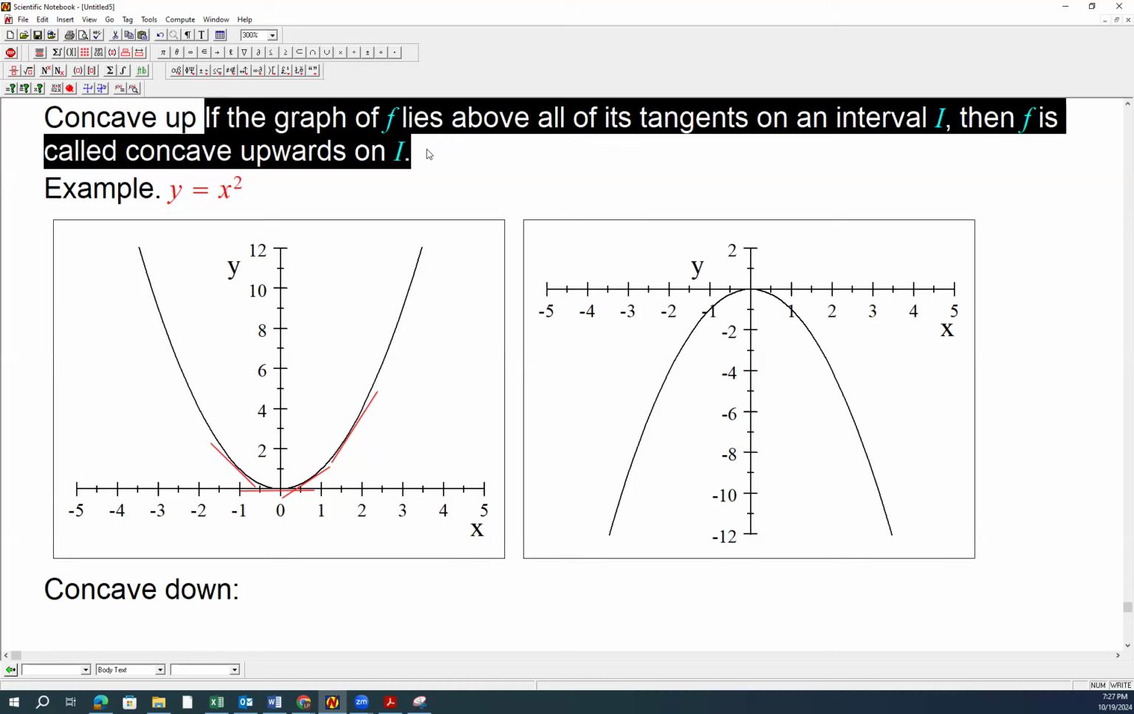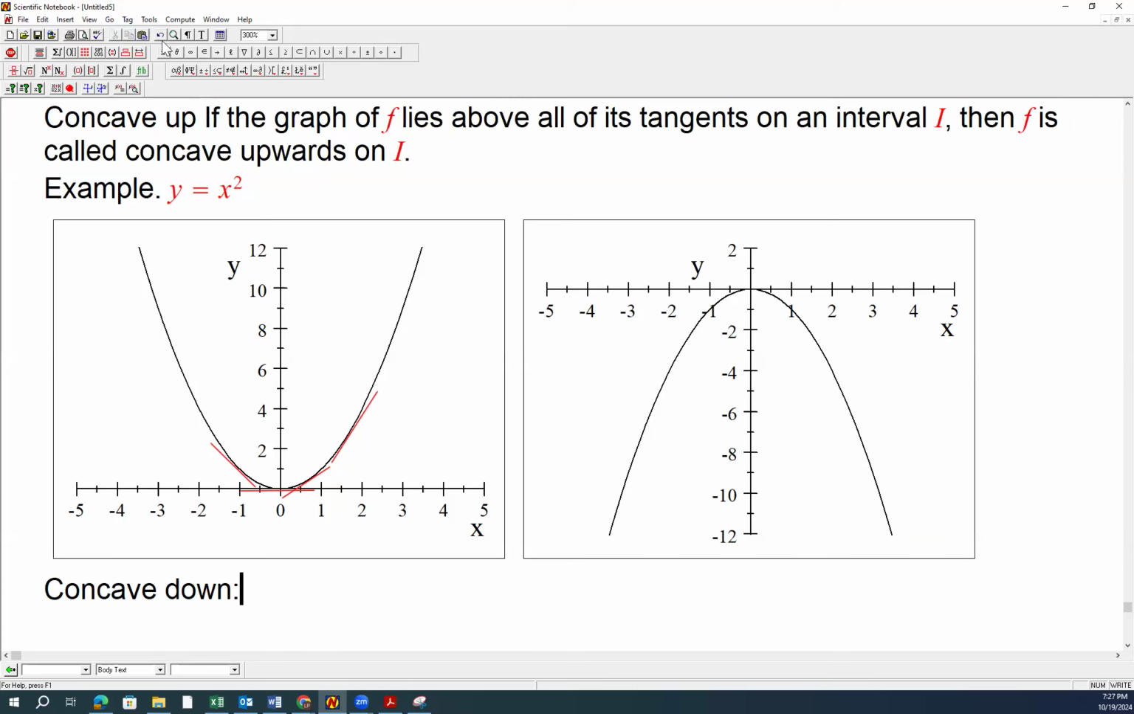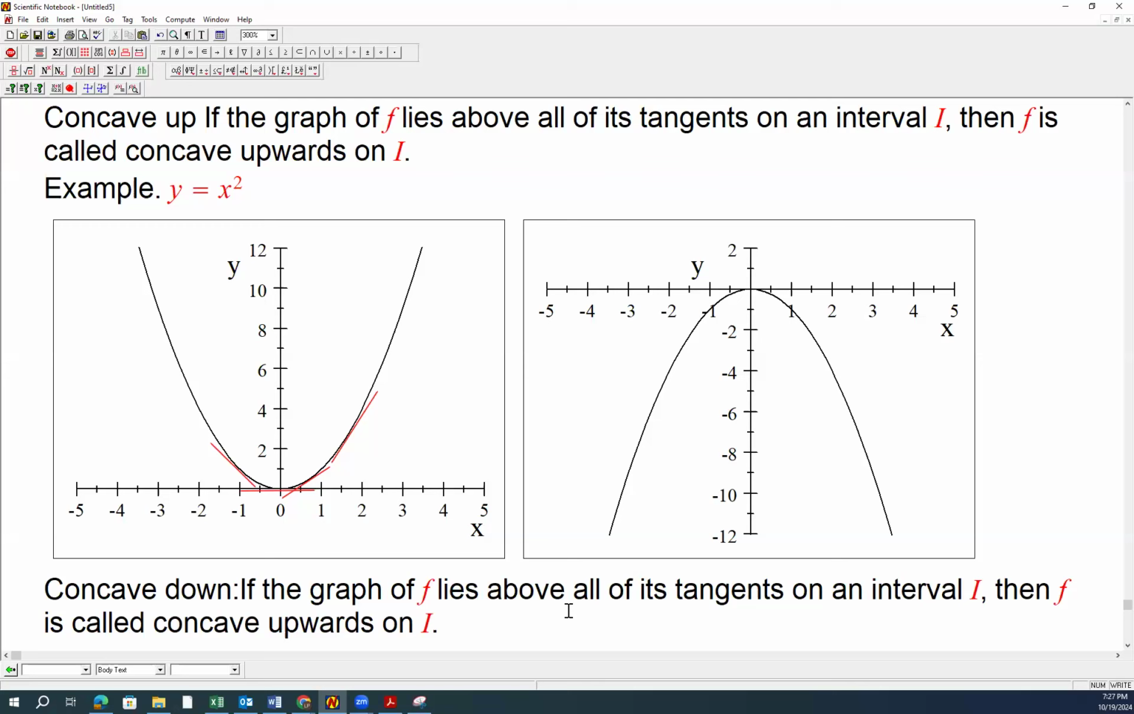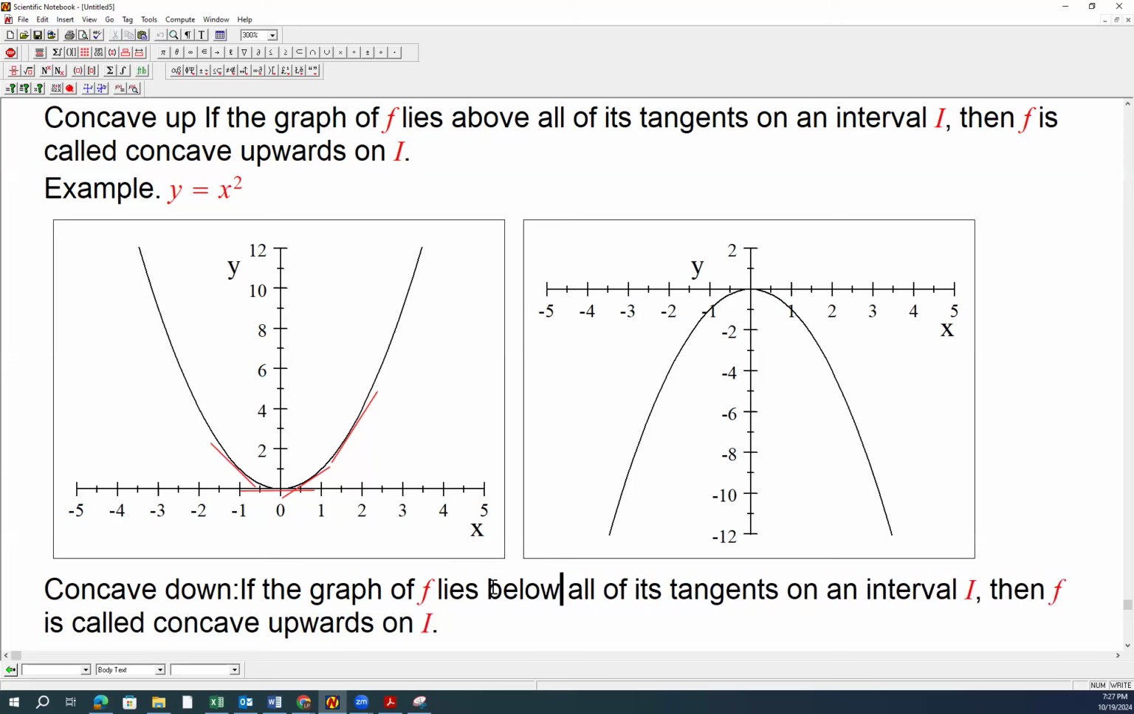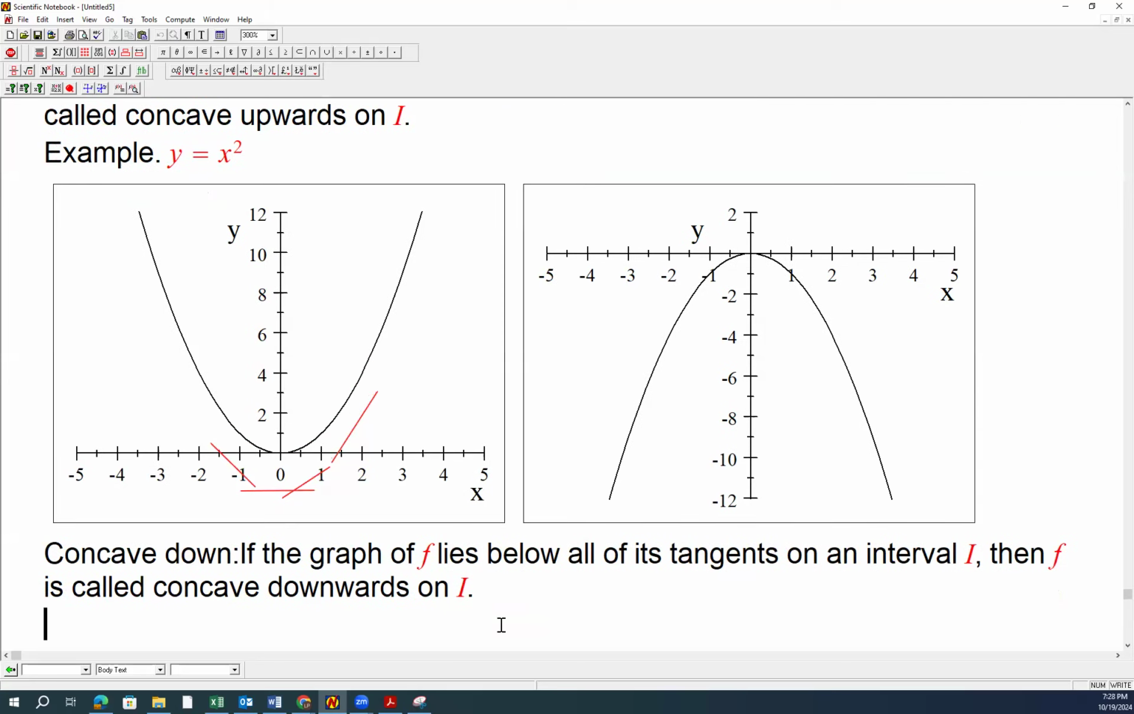Okay, so if the graph lies beneath or below all of its tangents on I, then it is called concave downwards, on the interval. Okay, so that's the definition. So just like increasing, decreasing, we have tests. Well, we also have a concavity test.